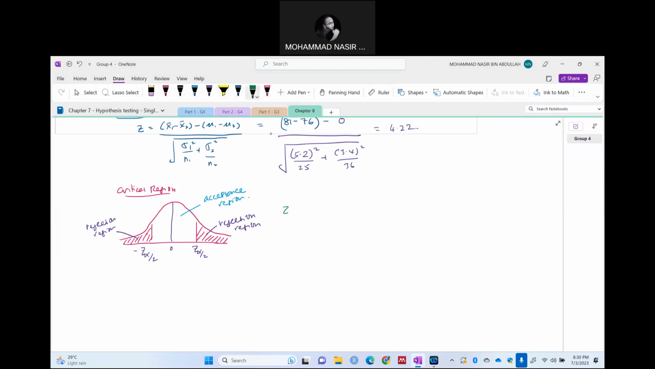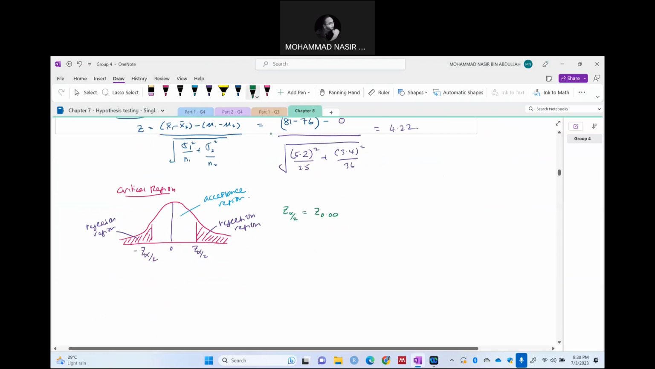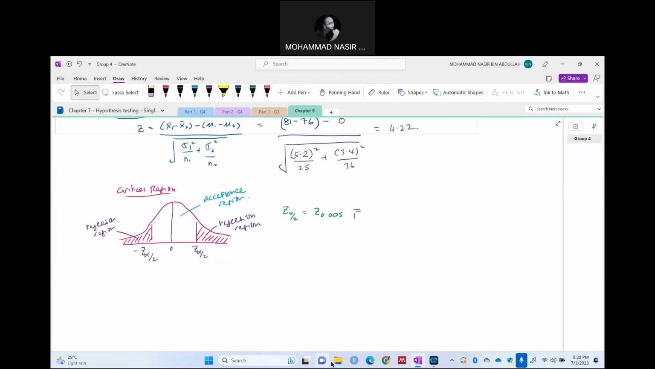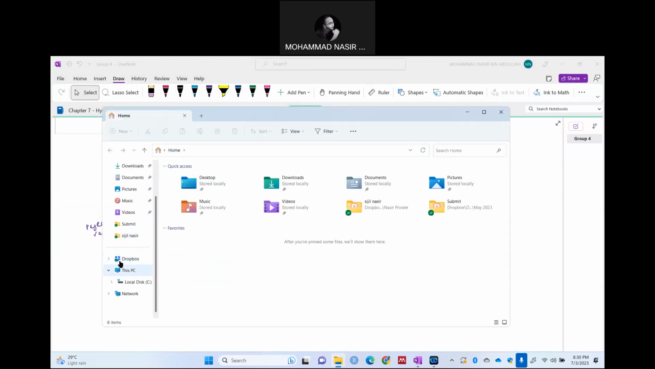So Z alpha divided by 2. Our alpha is 0.01, right? Z alpha divided by 2 should be Z 0.005. Right? So 0.005, if you look at the statistical table, so please open your statistical table.